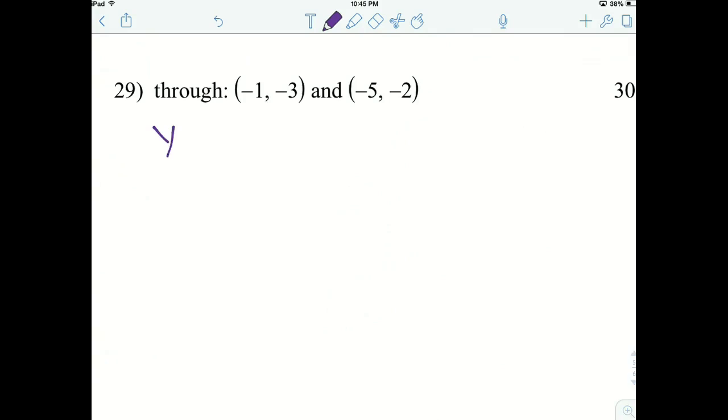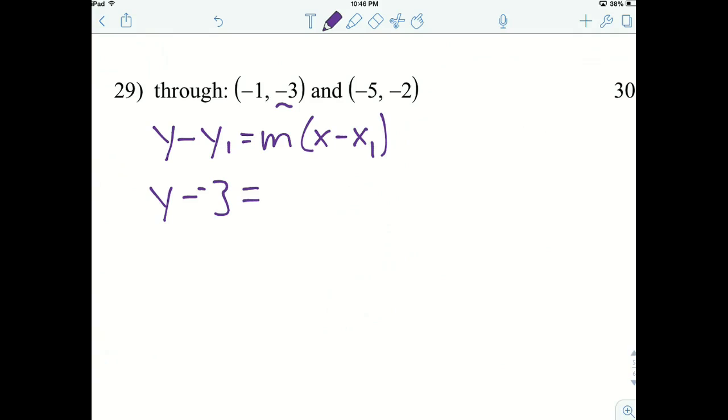We start out with our formula, y minus y1 equals m times x minus x1. We have y minus the y-coordinate negative 3. And we have no slope. That's an interesting problem, and we'll get back to that. x minus the x-coordinate negative 1 right there.